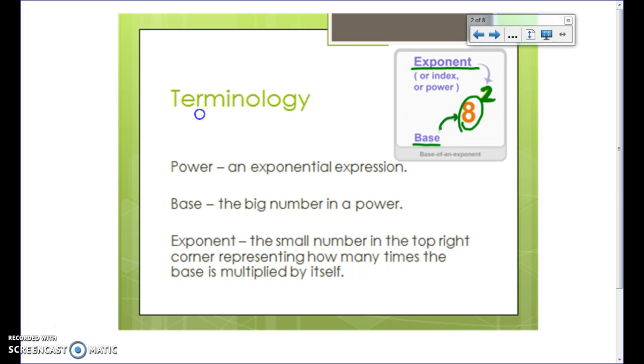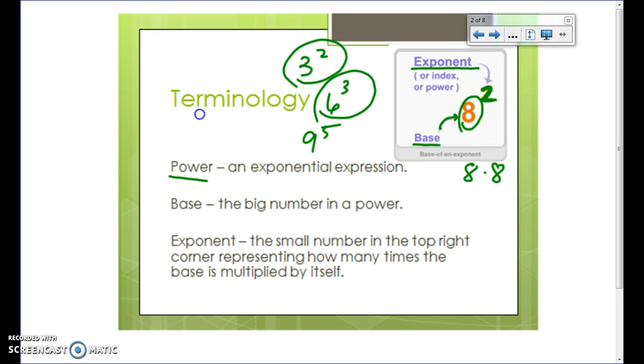The exponent tells you how many times the base number is being multiplied, or how many of them there are. So 8 squared would be represented by 8 times 8. There are 2 8s. And the whole thing altogether, 3 squared or 6 to the third or 9 to the fifth, is called a power. It's a power expression. In the power there are 2 parts, the base and the exponent.